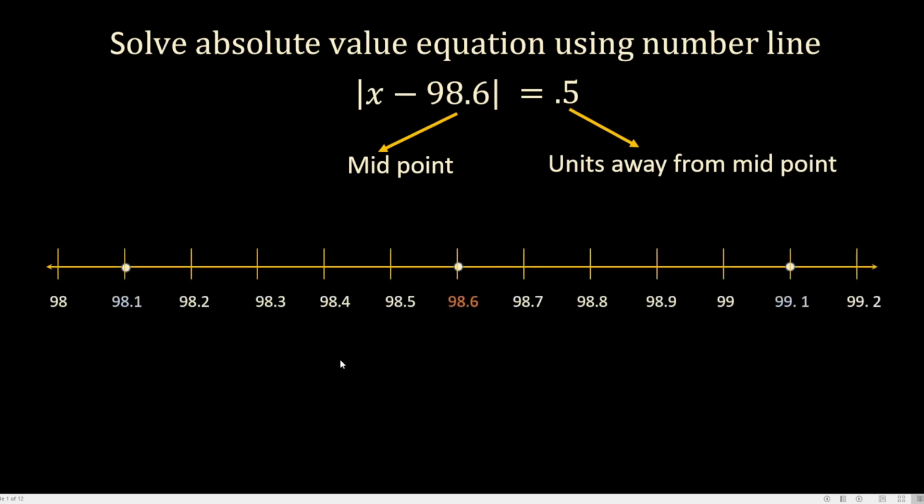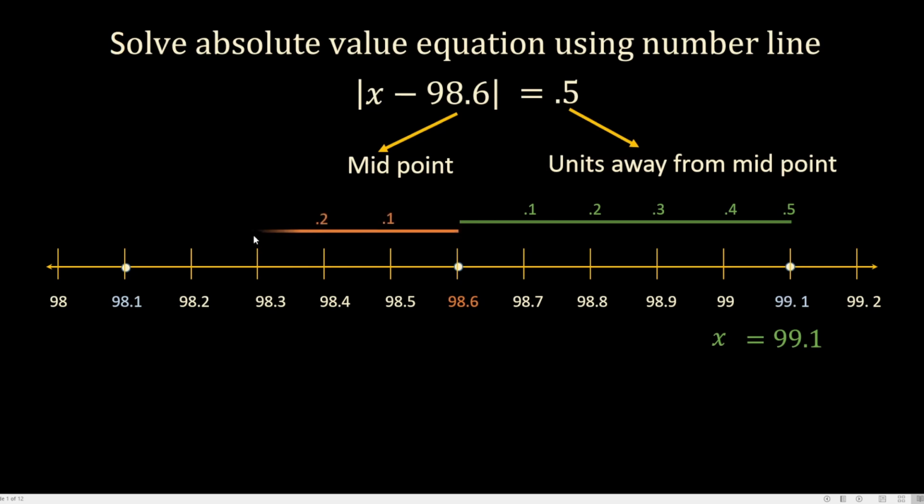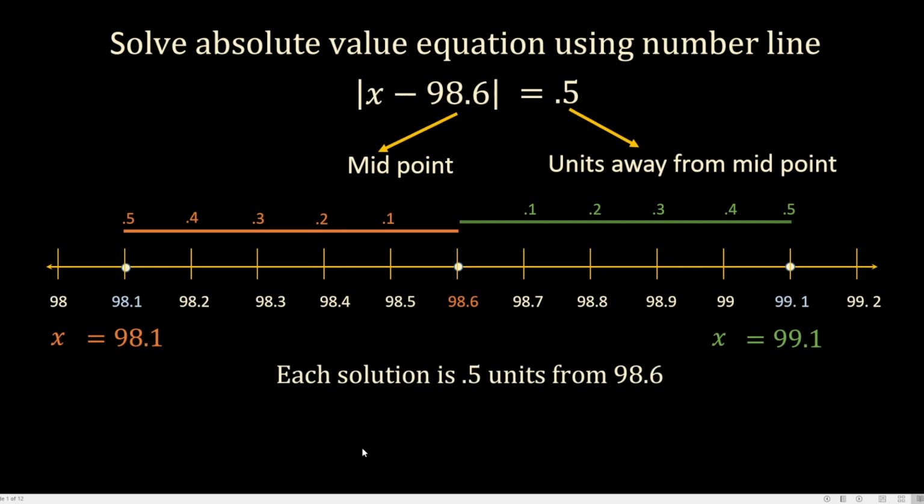Let's draw a number line. Here 98.6 is the midpoint, and if you draw a line from 98.6 to 0.5 units away, you will get the first solution, which is x equal to 99.1. If we draw another line from the midpoint to 0.5 units away to the other side, we will get the second solution, which is x equal to 98.1. So each solution is 0.5 units from 98.6.